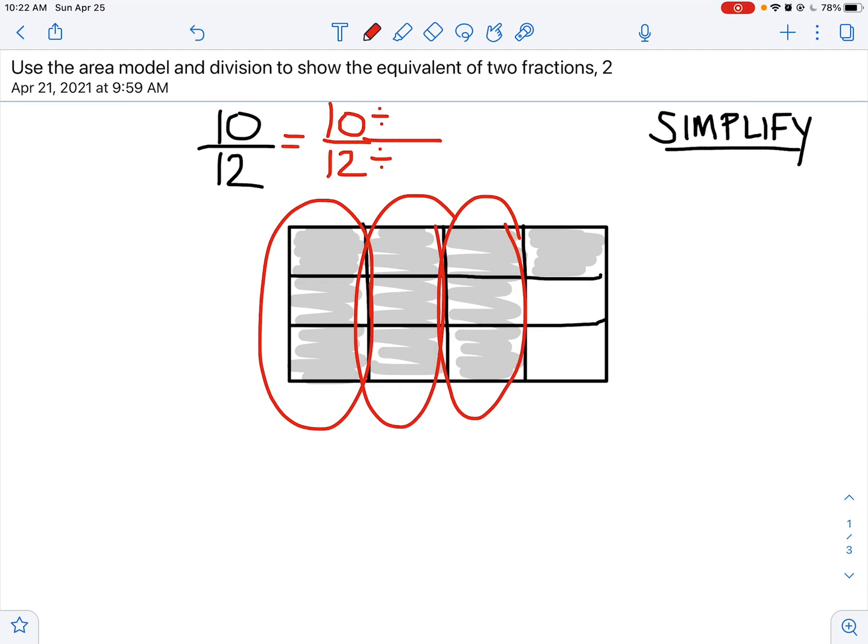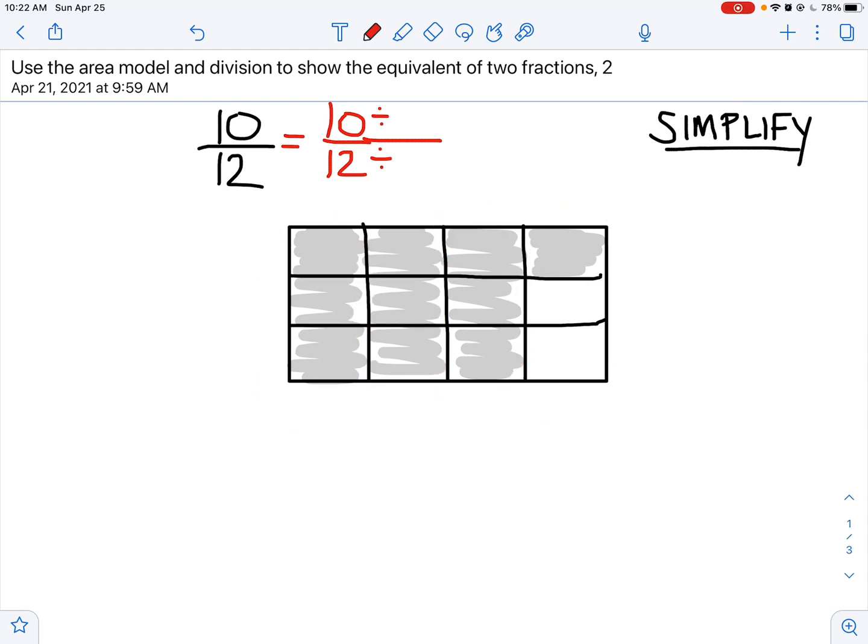It's not going to work because if we do break them into groups of 3, we have a group of 3 that has some of it colored and some of it not shaded, and we can't have that. So that's not going to work. And here's why. We know that we can't divide 10 by 3 into equal groups. We could with remainders, but we're not dealing with remainders in fractions. So we can't make it into groups of 3.